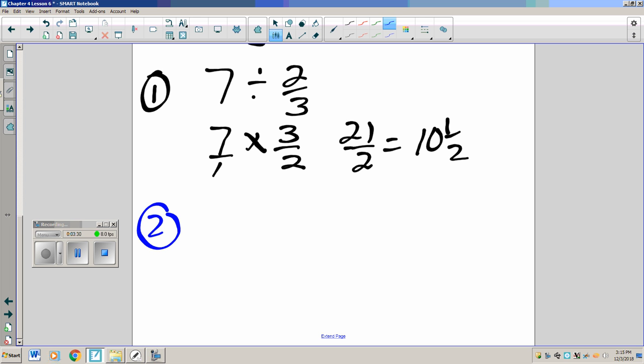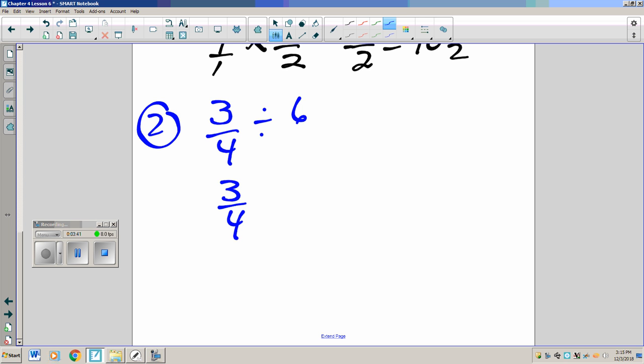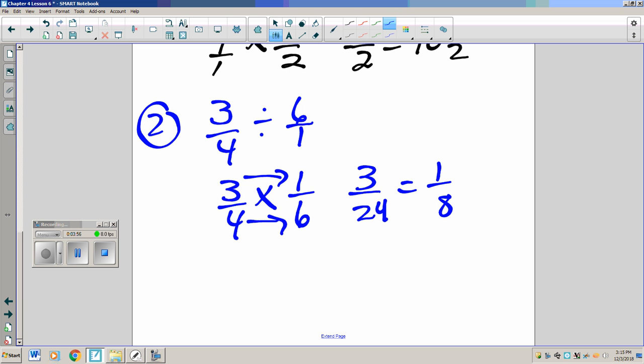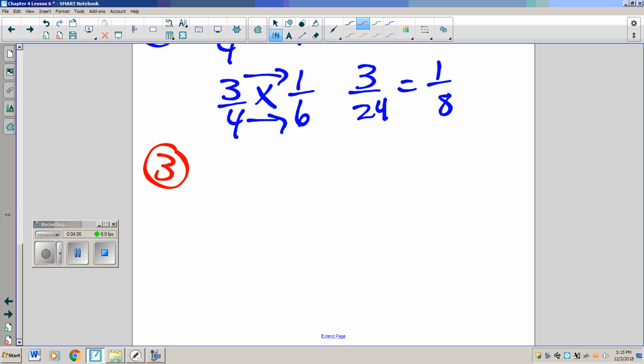Let's do 3/4 divided by 6. Keep the first one, change the operation. The reciprocal of 6 is 1/6. Then you multiply your numerators, multiply your denominators. 3/24, which is 1/8. Two examples of dividing fractions.